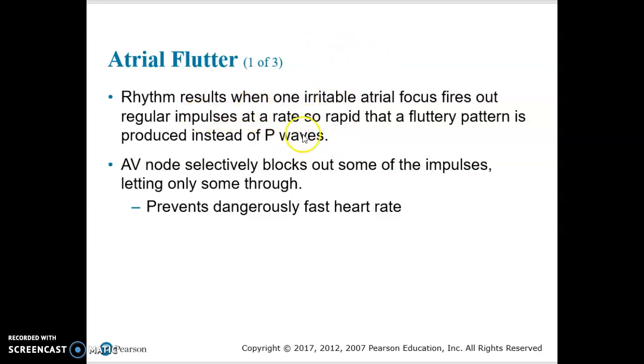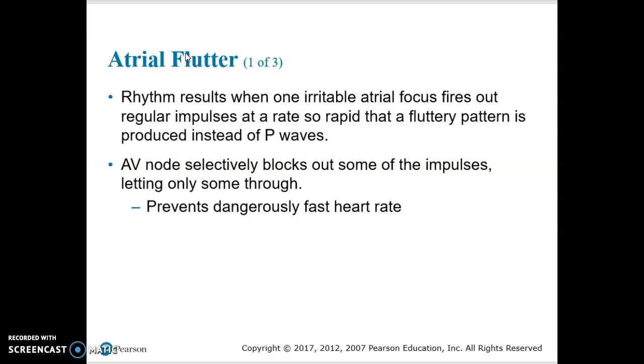The rhythm results when one irritable atrial focus fires out regular impulses at a rate so rapid that a fluttery pattern is produced instead of a P wave, okay? Remember, our sinus node is the pacemaker of the heart, but this rhythm is happening in the atrium. We have a foci that's irritated, and it's firing out really, really rapid. It's usurping the sinus rhythm, and we see a P wave that's distorted, and it looks like a flutter, okay? It looks like a sawtooth.